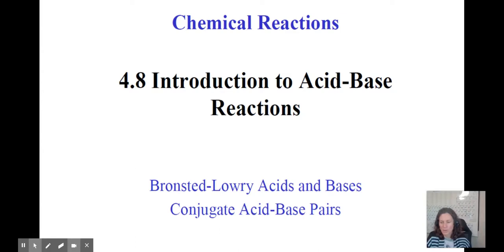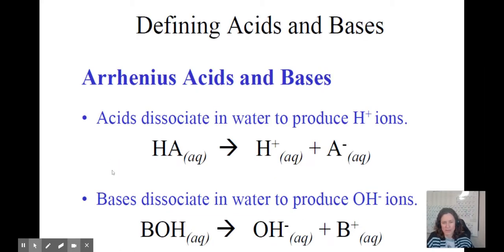So now we're going to get to the introduction of acid-base reactions. And so this, remember, there's a whole unit dedicated to acid-base. So we just want to do the bare basics so you can recognize it as an acid-base reaction, which is one of the 3 types of reactions.